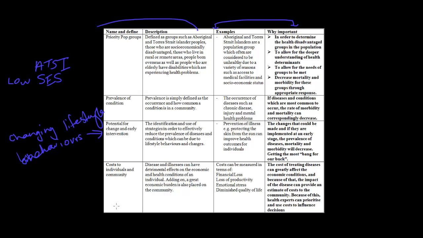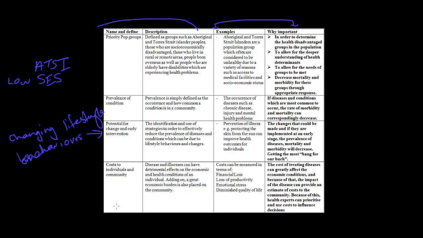Some examples of cost to individual and community, just so you know, would be financial loss, loss of productivity, emotional stress, and diminished quality of life. That's for the individual, and for the community, you'd have other stuff like a loss of a productive individual, a loss of intelligent individuals, even stuff like loss of valuable assets in the community, anything that you can think about inside the community which is actually a loss for the community.